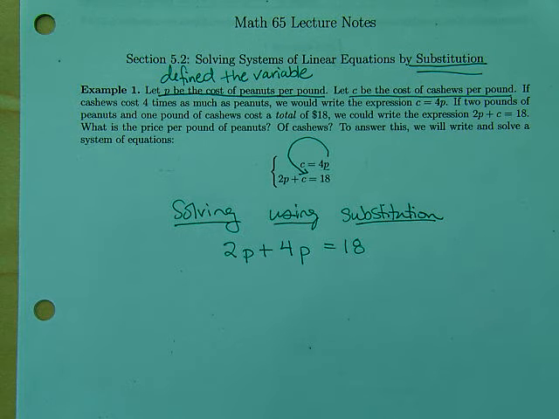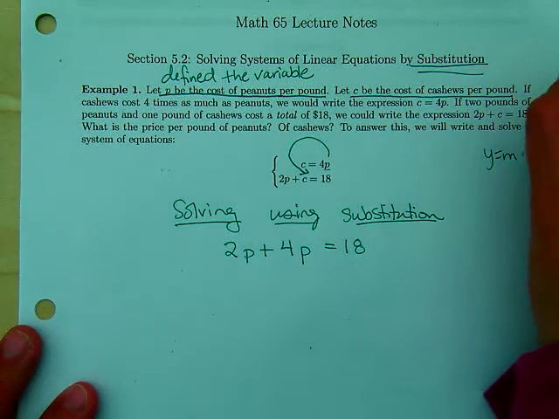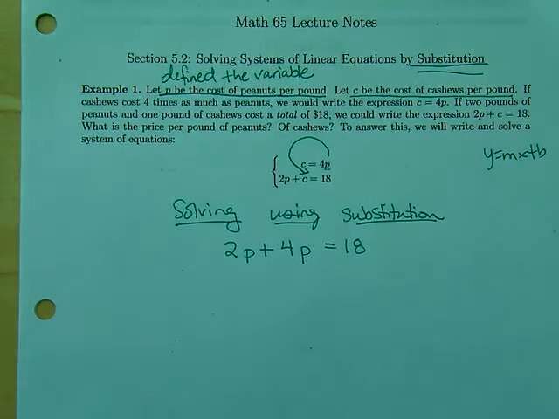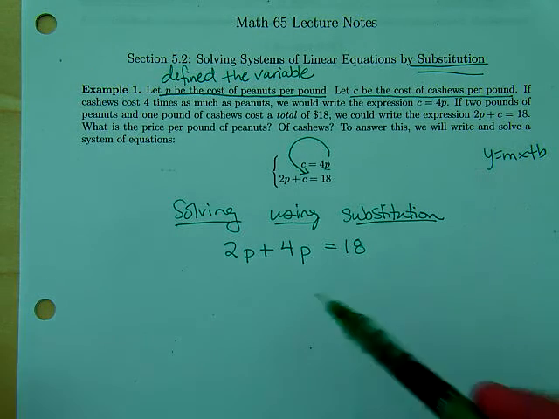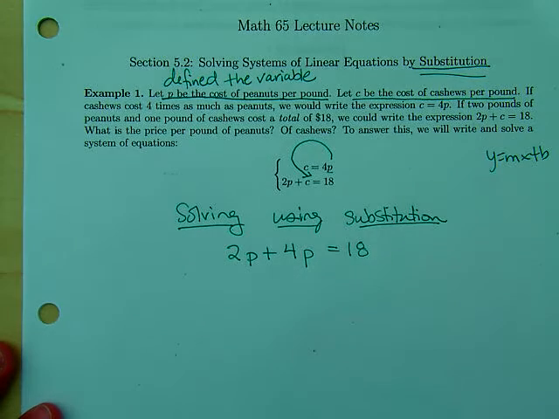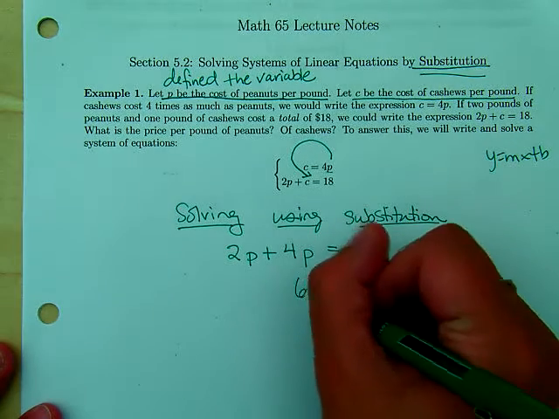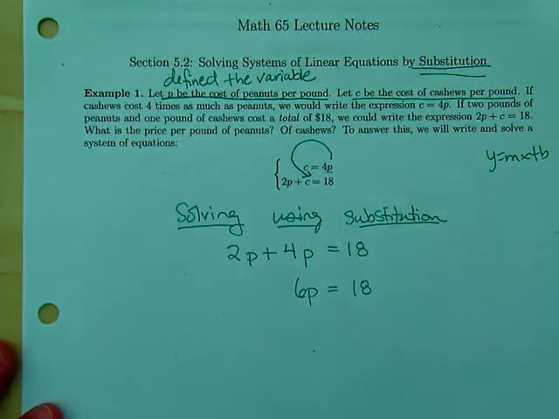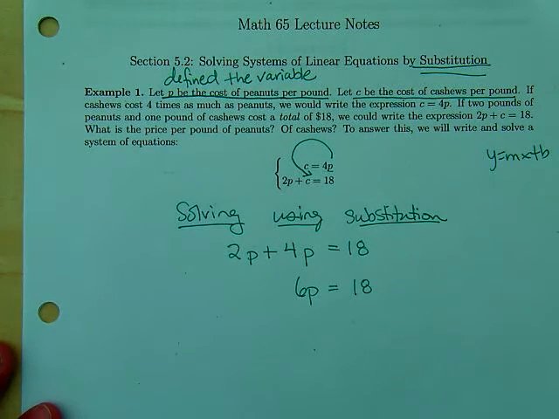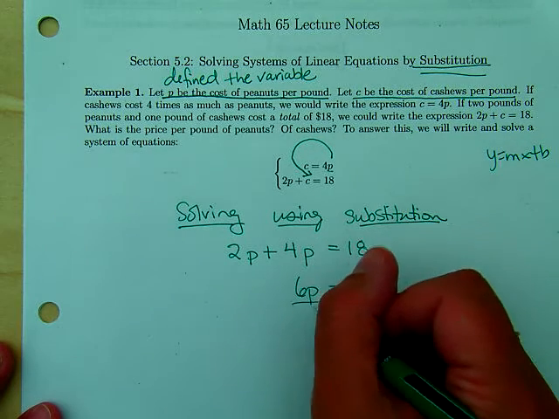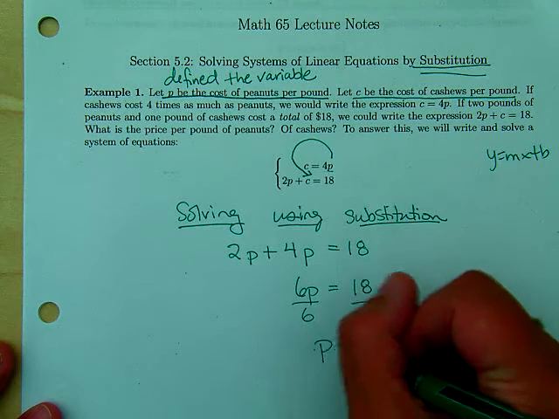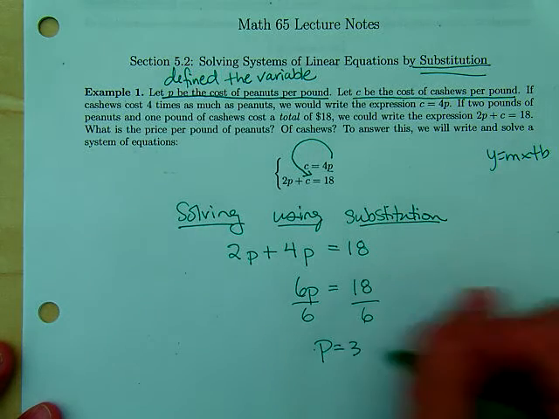You can only solve and get a number. Last time we were rearranging and trying to get things into y equals mx plus b. That was solving for one variable, but because there was an x still involved, we didn't just have one number, right? So now, how many P's do I have altogether? 6P equals 18. Can I solve for P? Yeah, what would I do next? Divide by 6. P equals 3.